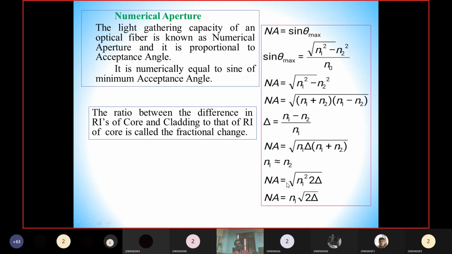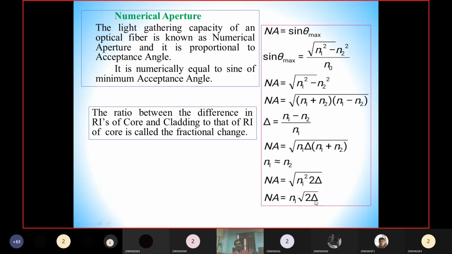Therefore the numerical aperture formula will become: n1 plus n2 we can take as 2n1, and n1 is already there, so n1 square into 2 delta. Numerical aperture equals n1 into the square root of 2 delta. So this is another formula. One formula is numerical aperture equals the square root of n1 square minus n2 square, and the other is numerical aperture equals n1 into the square root of 2 delta.